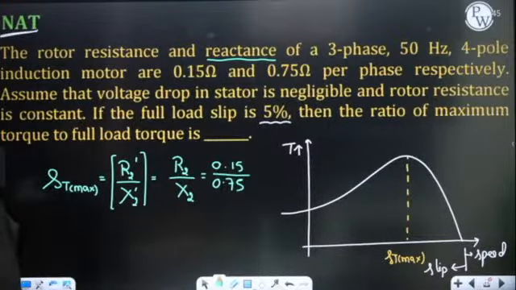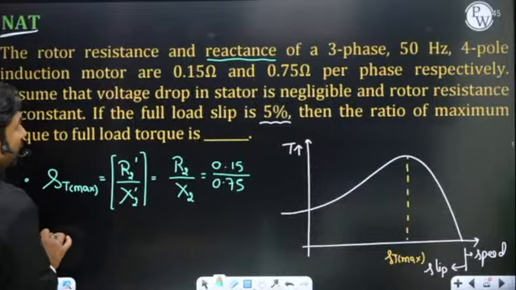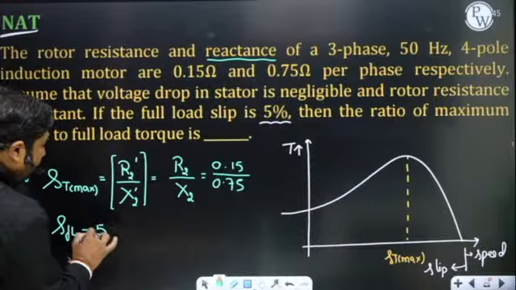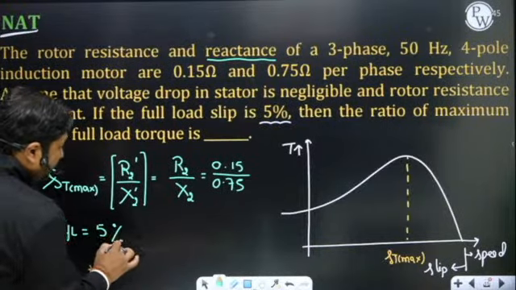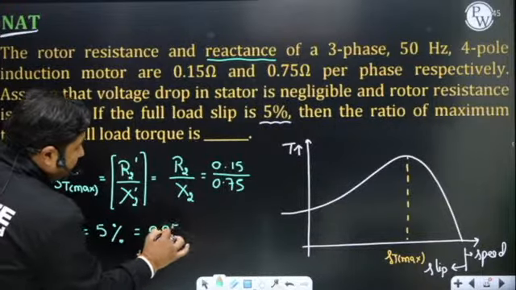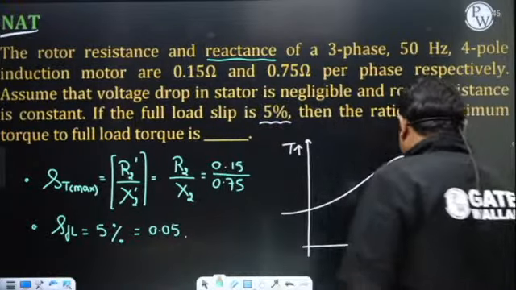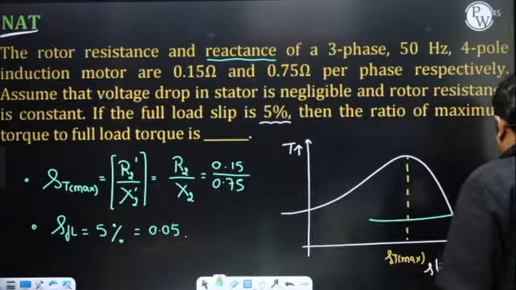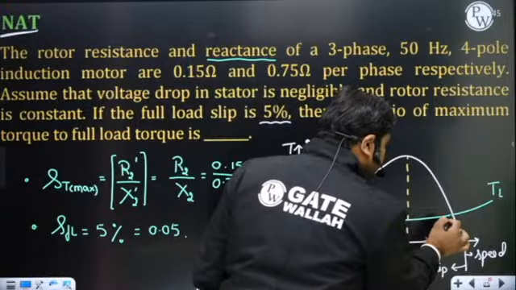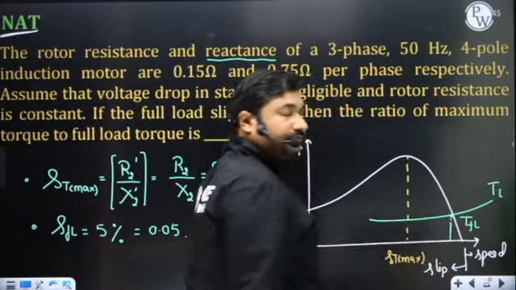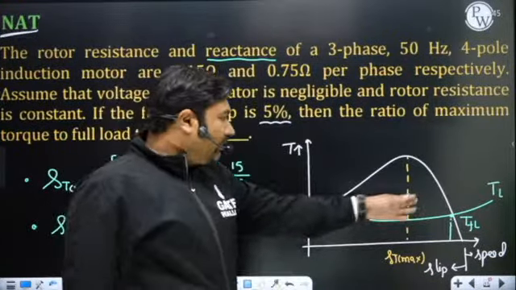Okay. Further, full load slip is given to you: 5%. So you can write it as 0.05. This is the data which is already given to you. What is full load, sir? It depends upon the type of load. Let us suppose this to be the load and this is your full load. This is the full load condition.